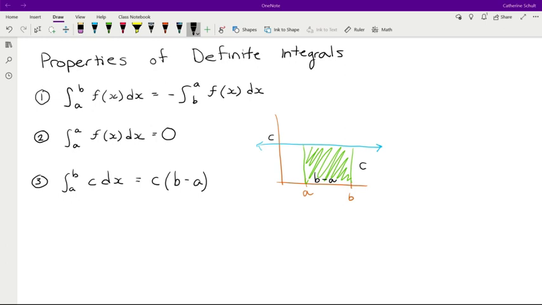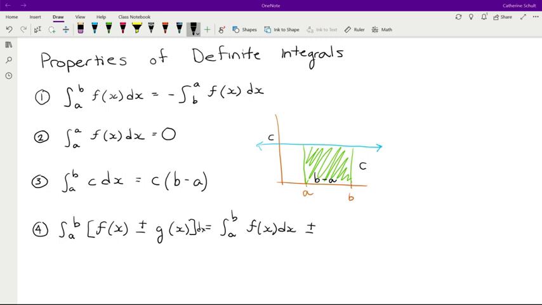Some other properties. We saw this with the limit law or limit properties as well. If we're taking the integral of a sum or a difference, we can take the integral of each function individually, and then take the sum or difference. So that's a direct result of one of our limit properties.